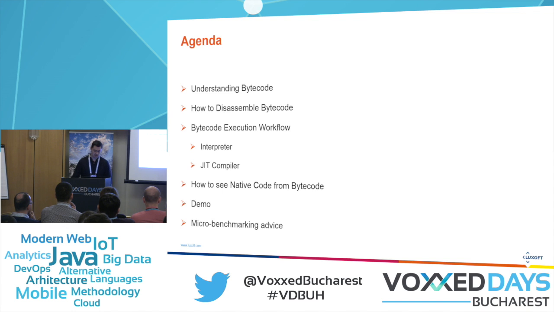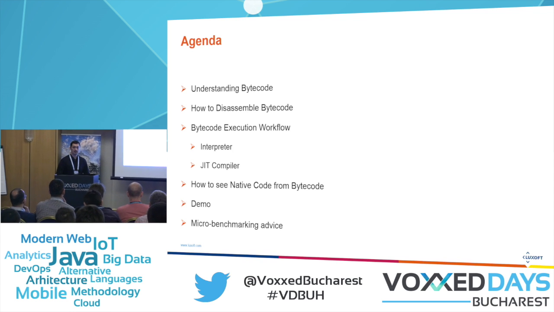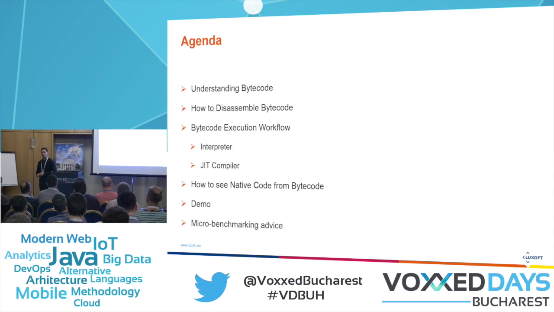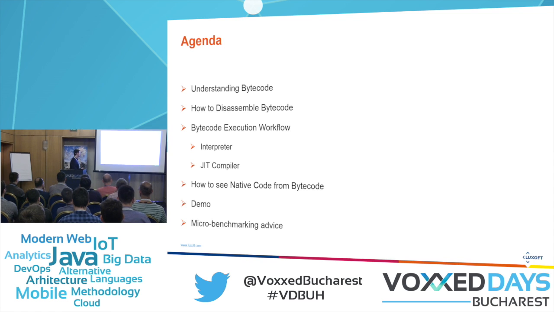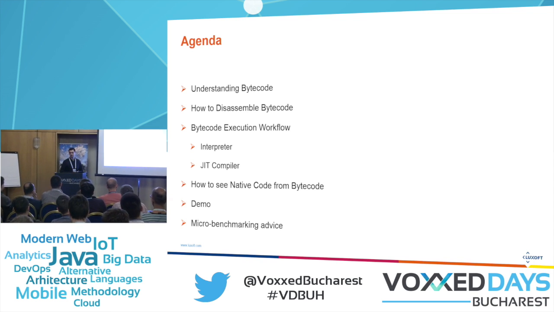What we have in the agenda for today: we'll understand the bytecode, what is the bytecode, we'll understand how to disassemble the bytecode, and we'll understand the bytecode execution workflow during the runtime. We'll discuss the just-in-time compiler. We'll check the native code out of the bytecode. We'll have a demo, some Java samples to test and to prove what we are going to discuss from the theory perspective, and we'll close with some micro-benchmarking suggestions.